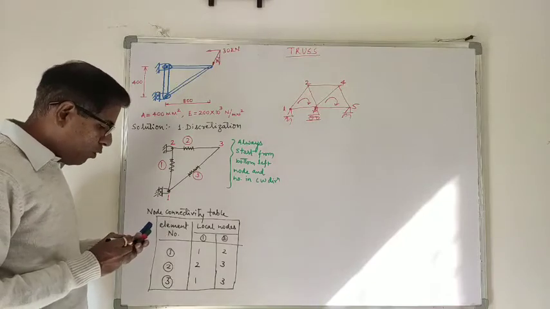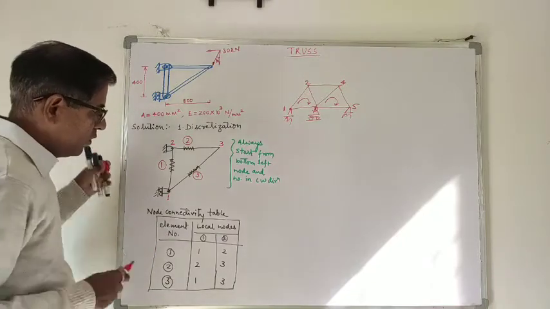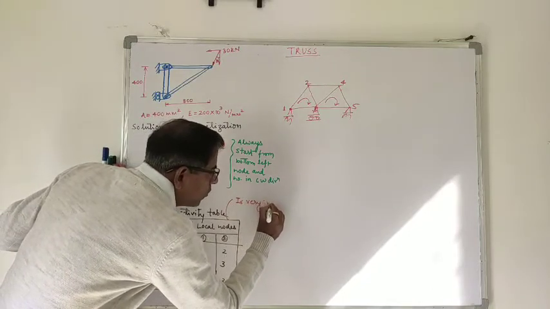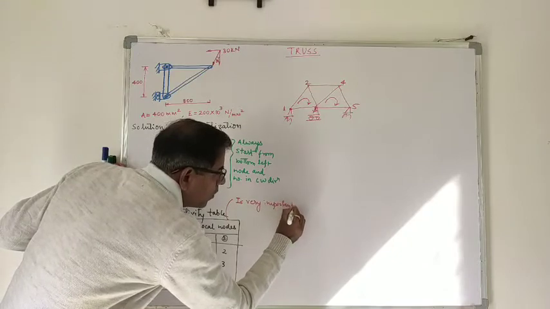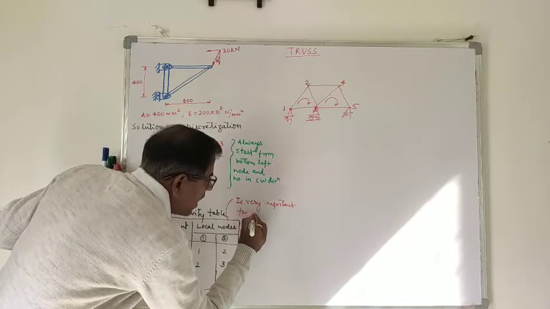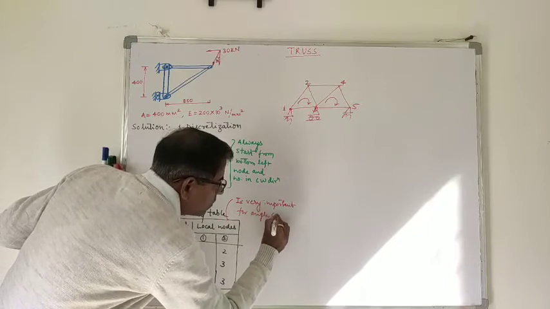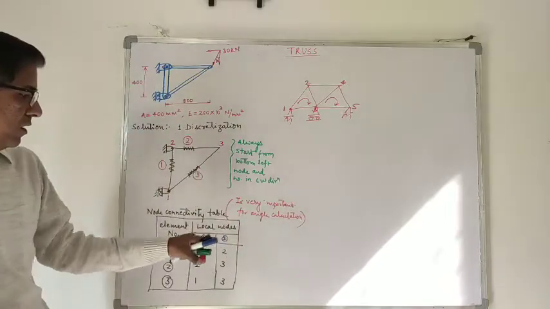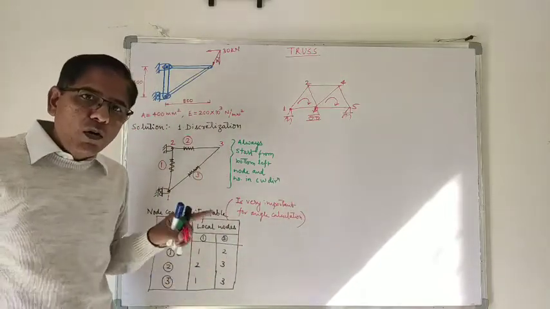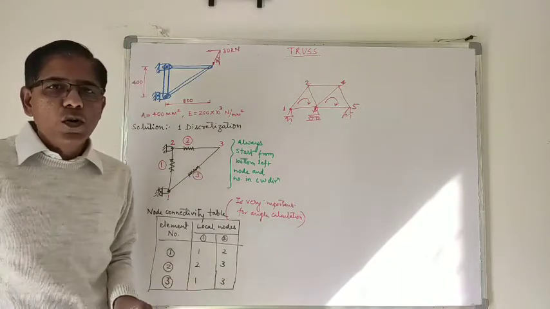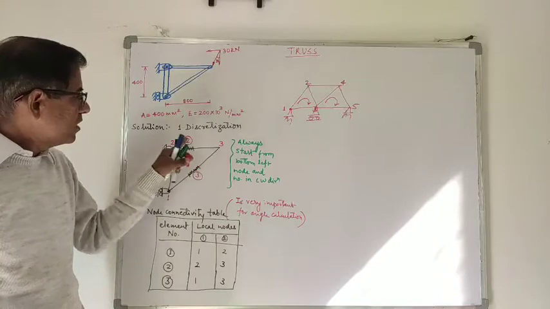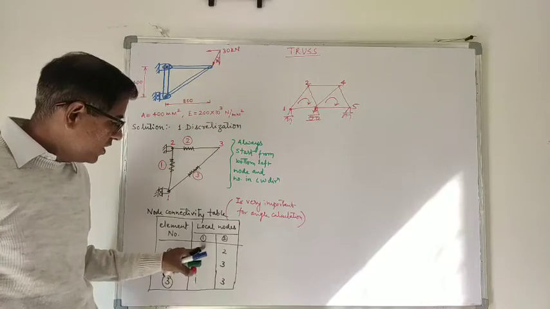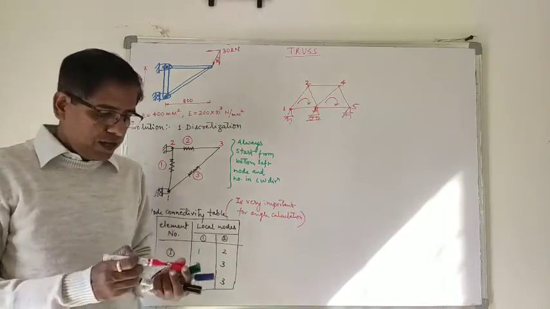Now this element connectivity table, or node connectivity table, is very important for angle calculation. This is very important because we always have to measure the angle at the first local node. So in this truss arrangement, where to measure the angle? Always measure the angle at the first local node.